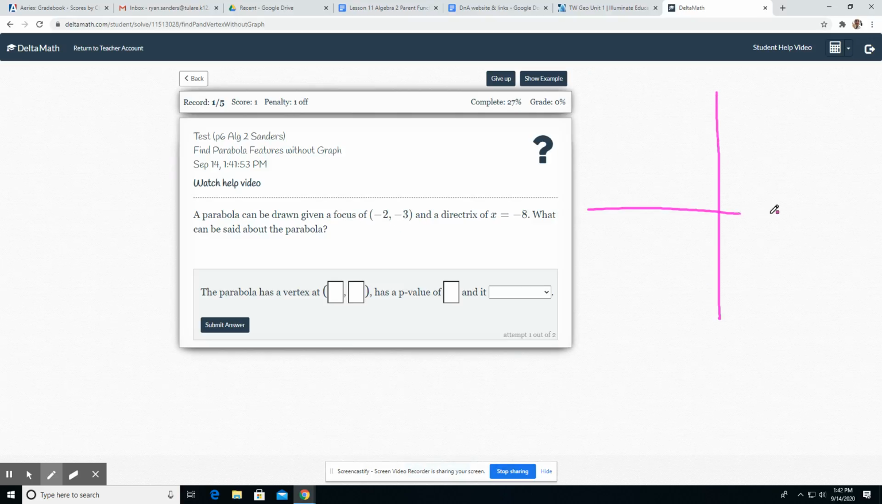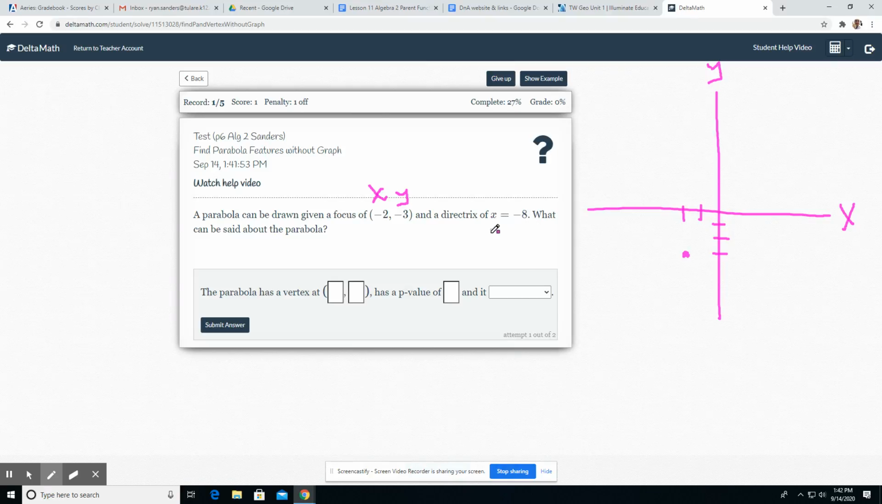Okay, so we got the x and y axis. This is my x. This is my y. So we got x is 1, 2, y is 1, 2, 3. There we are for a focus. So that's the focus right there. Keep that in mind. A directrix of x equals -8.